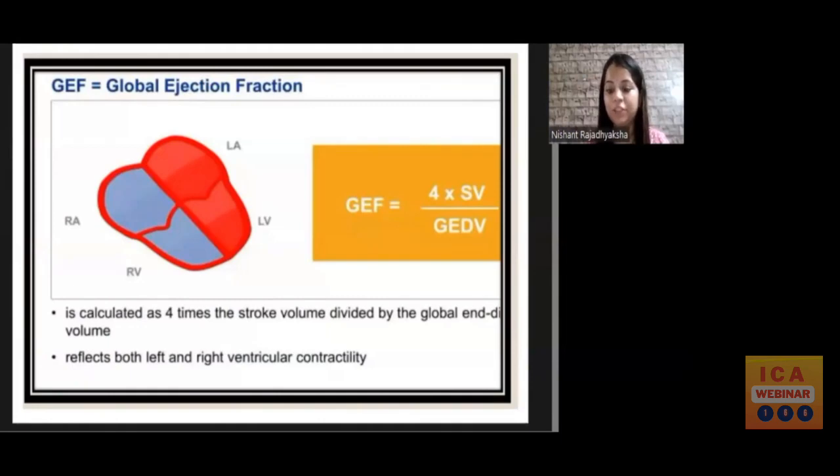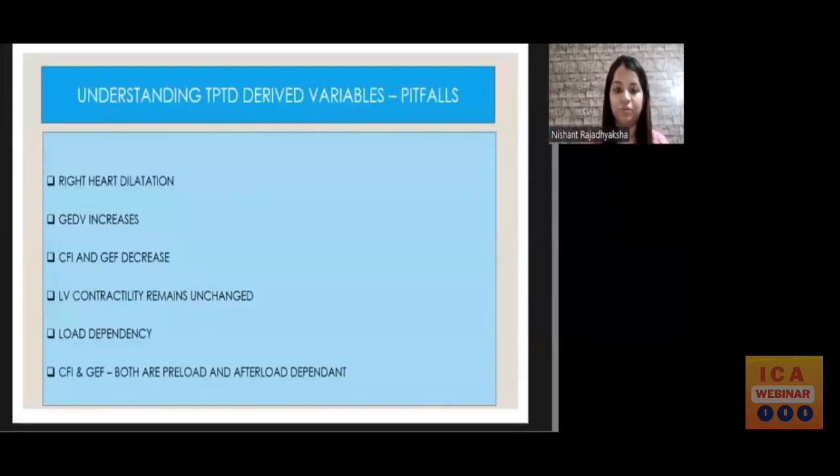But they track changes of echo-derived left ventricular ejection fraction very well in most of the studies. So they are almost parallel to left ventricular ejection fraction. So where are the problems with the variables of this transpulmonary thermodilution technique? Now I am talking about both the volumetric variables as well as the cardiac output. When there is right heart dilatation, global end diastolic volume increases. We have seen this previously.